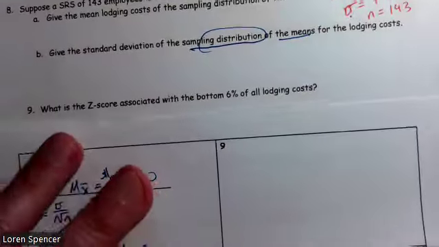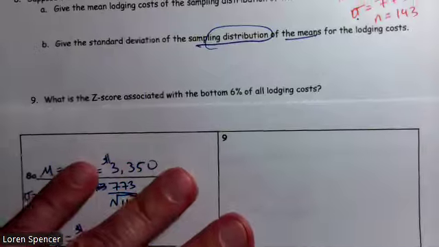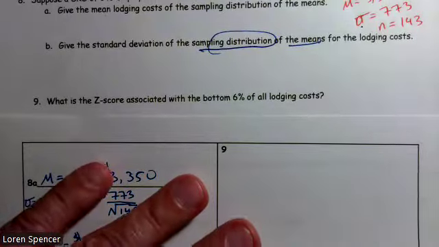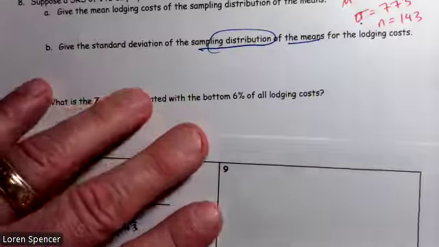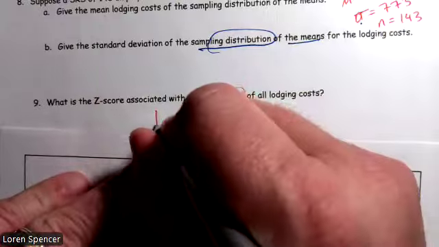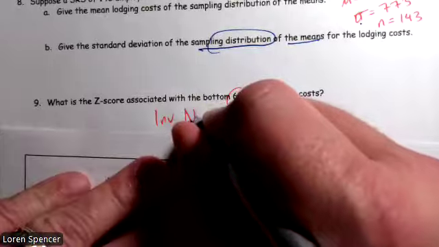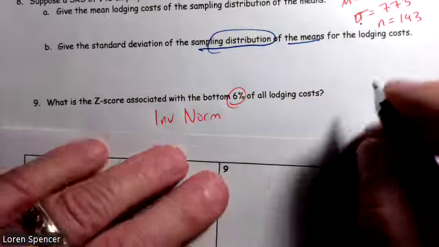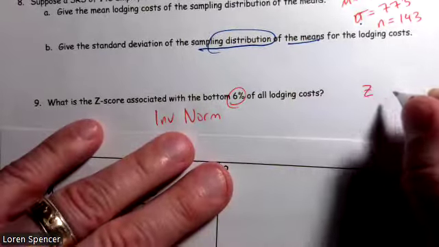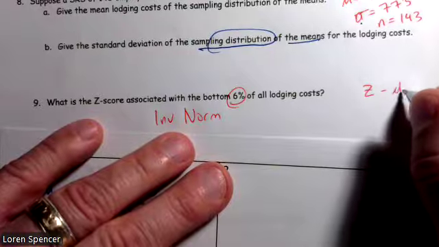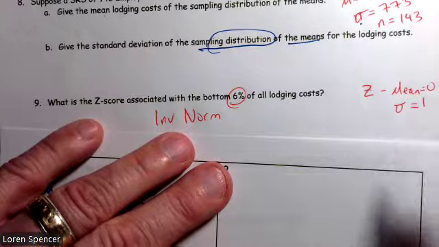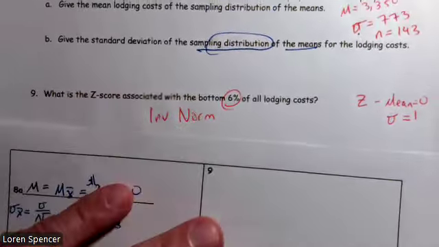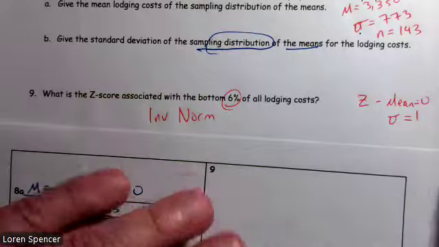Number 9, what is a z-score associated with the bottom 6% of all lodging costs? Well, we have a couple things we have to consider here. I see 6%, and that says, oh, they give me a percent, I'm thinking it's inverse norm. The next thing is they say z-score. Well, all z-scores have a mean equal to 0 and a standard deviation equal to 1. So I need to keep that in mind when I'm drawing my picture.